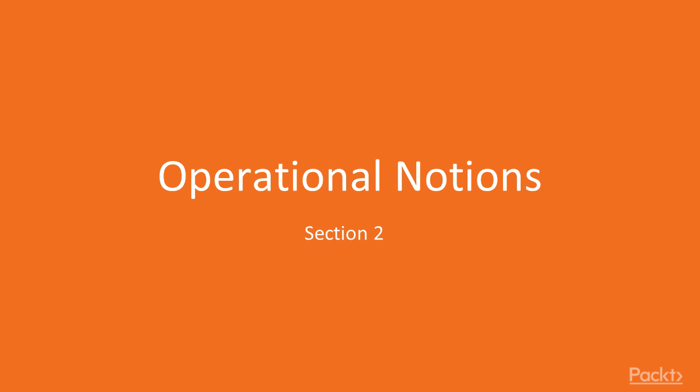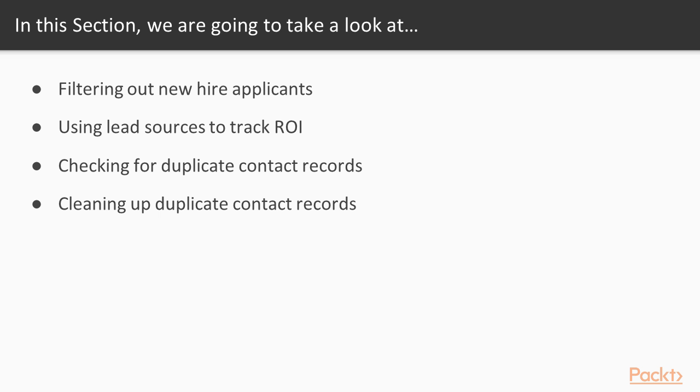Welcome to section Operational Notions. Infusionsoft is very powerful when it comes to your internal workflow, and we're going to learn some ways that we can use that. So we're going to start by learning how to filter out new hire applicants, and this is how to use automation to really streamline at least the first part of your hiring process so you're not wasting your time on bad candidates.